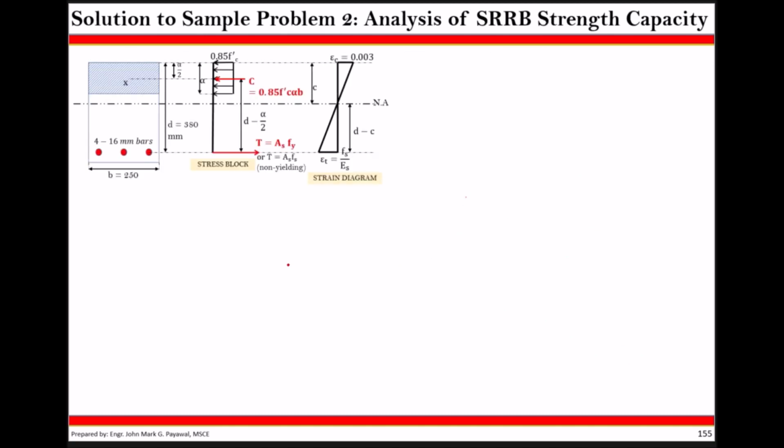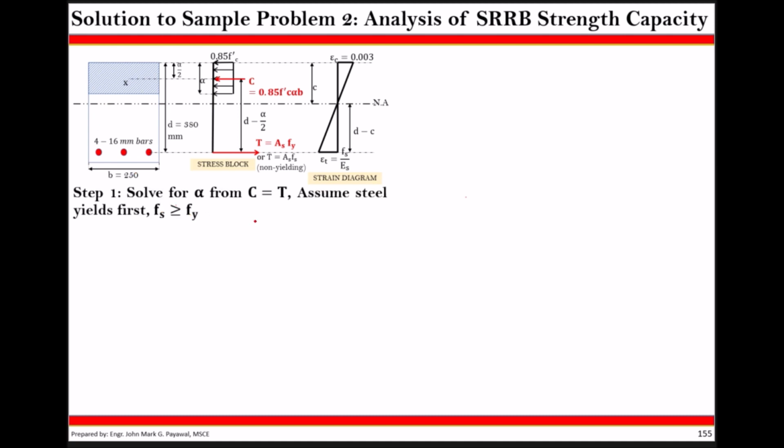For illustration, I am projecting the transformed section, the stress block, and the strain diagram of your figure in sample problem number 2. This is with an effective depth of 380 millimeters and reinforcement of four 16 mm bars. Again, please do not mind that there are only 3 reinforcements here. This is just for presentation.